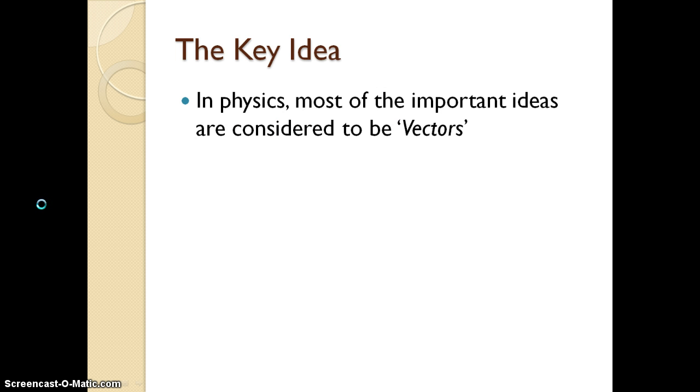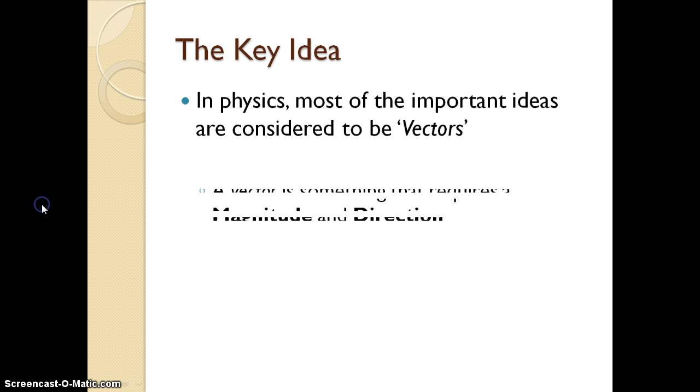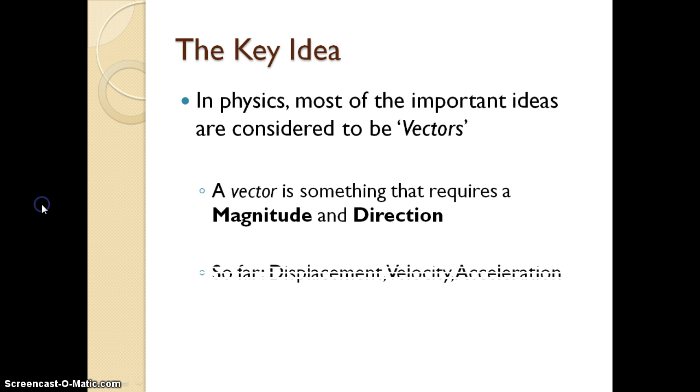So here's the key idea. In physics, a lot of important things are considered to be vectors. Now, what is a vector? It has to have two things, a magnitude and direction. Remember, magnitude means amount, and direction just means usually a positive and negative, but not always. And today's where not always becomes the rule rather than the exception.